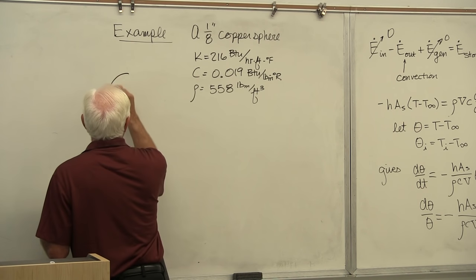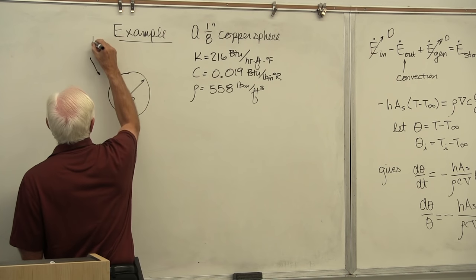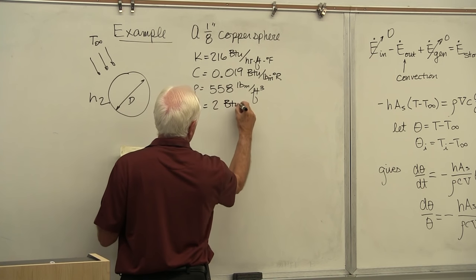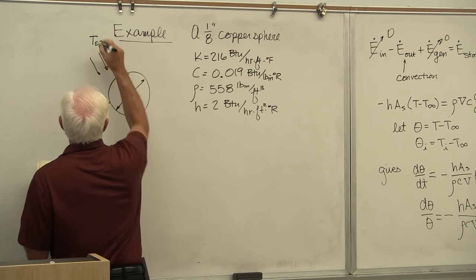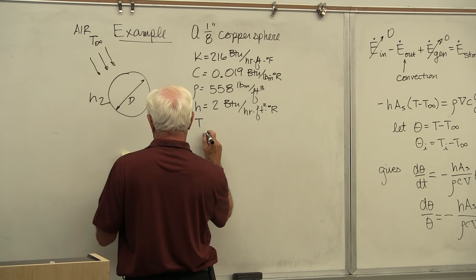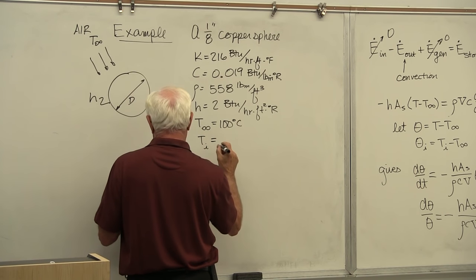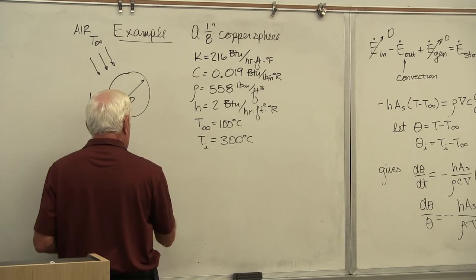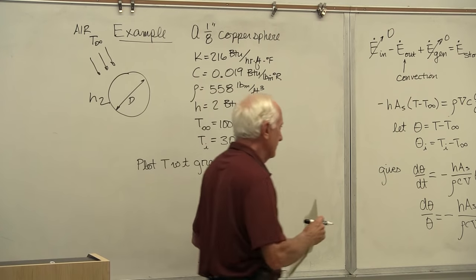Okay, here's the sphere. This is the diameter. We have a fluid blowing over the sphere, T infinity, with h on the outside of the sphere. h is 2. This is air blowing over the outside. T infinity is 100 degrees C. Initial temperature of the copper sphere is 300 degrees. And we're asked to plot the T versus time graph.